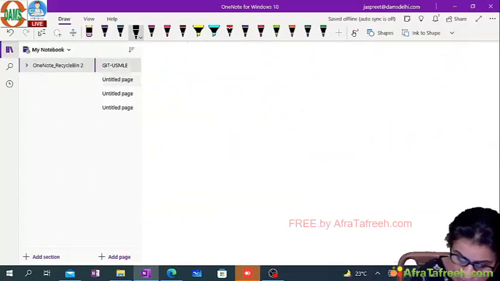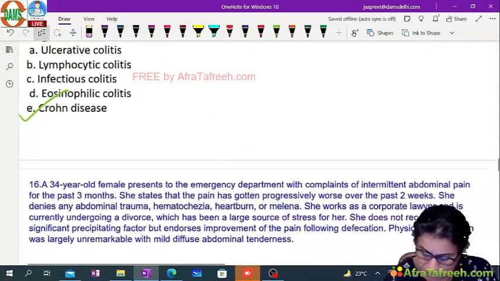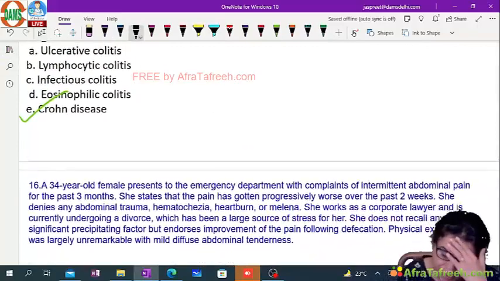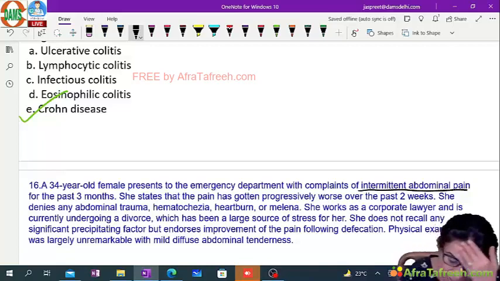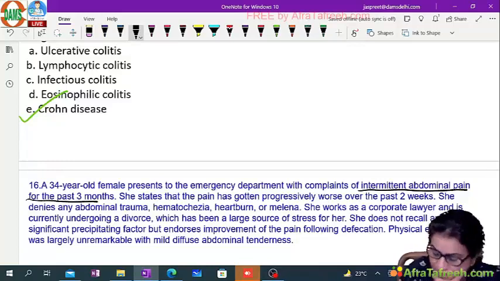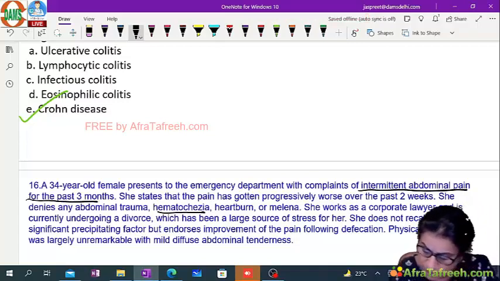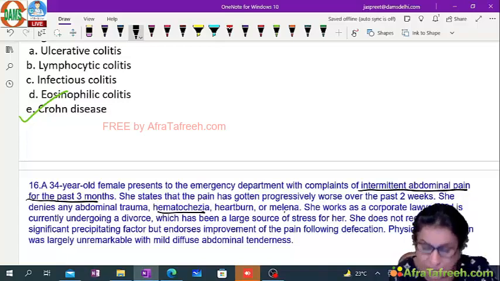Okay, let us look at a question. Now this is a type of history. A 34-year-old female presents to the emergency department with complaints of intermittent abdominal pain for the past 3 months. She states that the pain has gotten progressively worse over the past 2 weeks. She denies abdominal trauma, hematochezia, heartburn or melena.